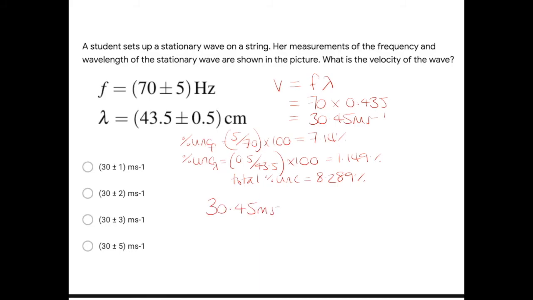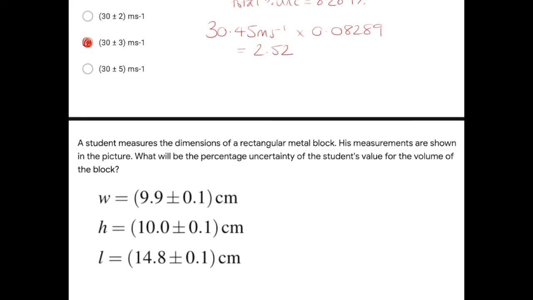So our last step then is to work out the value for that absolute. So to do that, we take our value for V, 30.45 meters per second, and we work out 8.289% of it, and that gives us a value of 2.52. So we've got 30.45 plus or minus 2.52. Remembering that we need to keep our numbers of sig figs significant. So if we look at our options, 2.52 will round up quite nicely, meaning that our answer will be C, 30 plus or minus 3 meters per second.